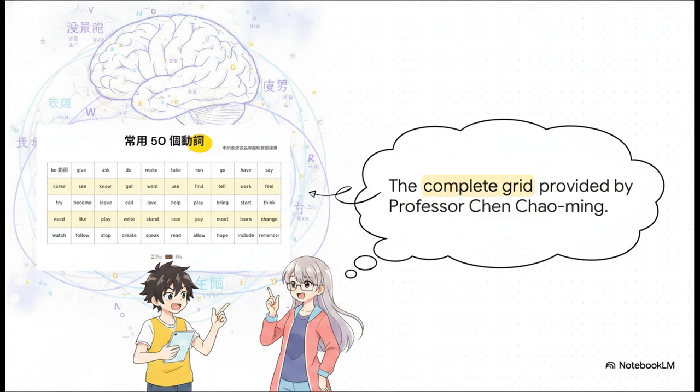So, right here we have the complete 50-word verb grid provided by Professor Chen Xiaoming. Now, I'll admit, at first glance, a massive 5x10 grid like this kind of looks a little intimidating. It's basically a wall of text, but I promise you, as we break this down, there is a brilliant thematic pattern hiding right in plain sight that makes perfect sense of this entire board. It's literally like a giant puzzle coming together.